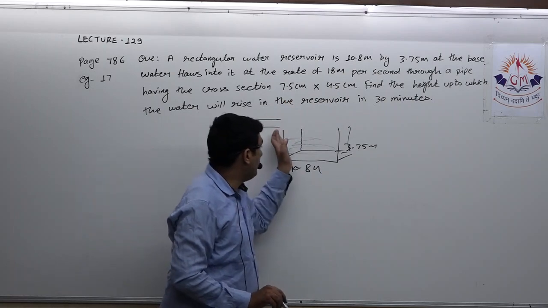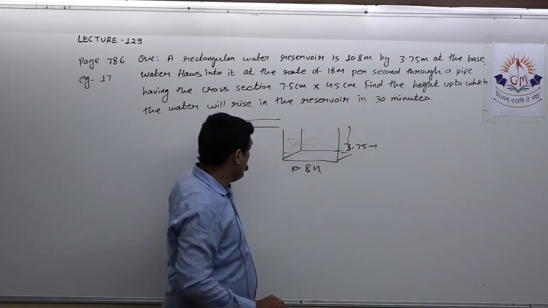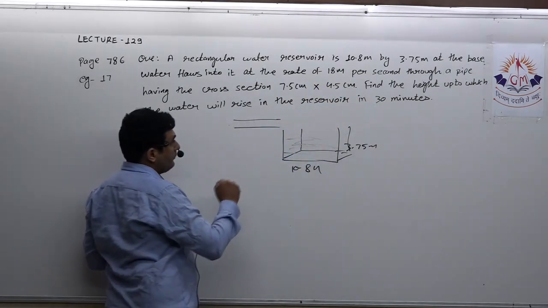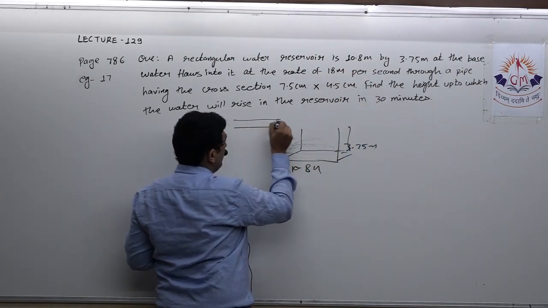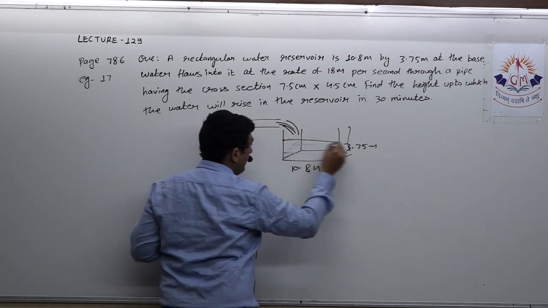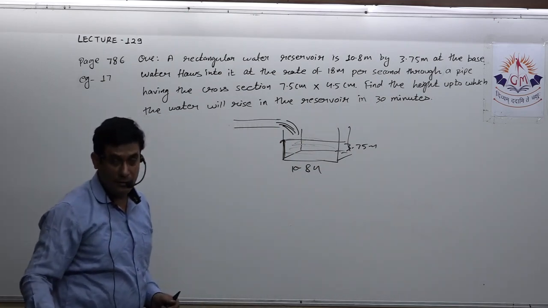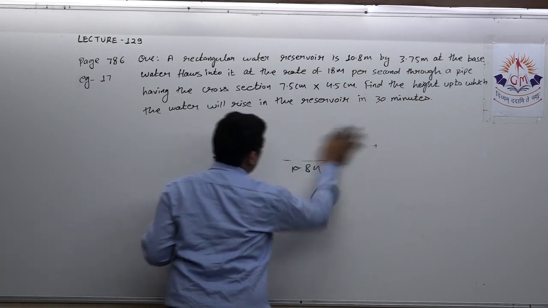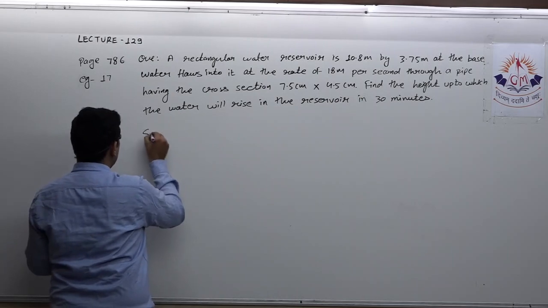Now what about the height of the pipe? That is again not given, but it is given that the water flows through the pipe with this speed. The speed is given per second. We have to find, if the water is flowing into the tank through this pipe, in half an hour or in 30 minutes, what will be the height of the tank, at which height it will be filled, that we have to find. So let's see how to solve this.